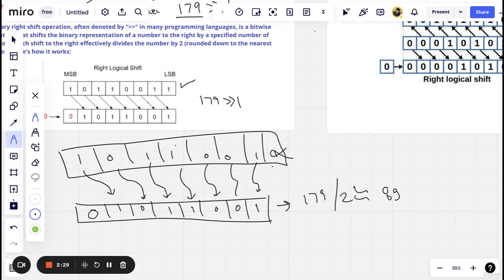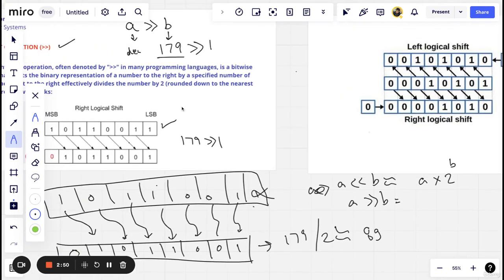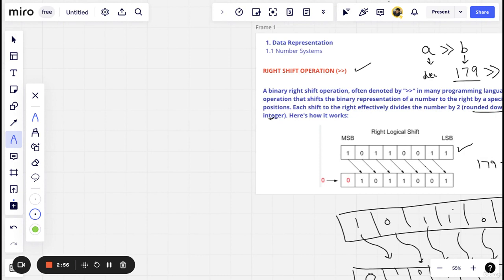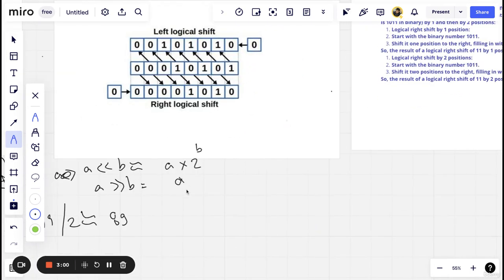Now the thing is, remember as we talked that when we do a left shift we used to multiply, right? Let's say we were doing a left shift by B. This will be equal to A into 2 raised to the power of B. Now when we are doing a right shift, this will be equal to what? Effectively it divides the number by 2, rounded down to the nearest integer. Okay, so it will be A divided by 2 raised to the power of B.